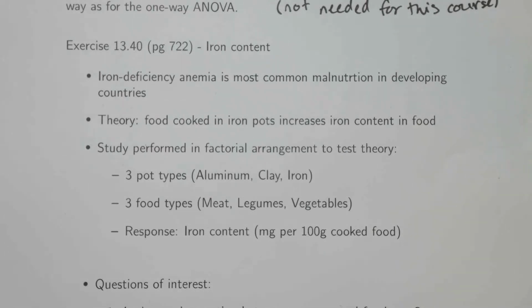And from a public health perspective, the idea was what is a good way that we could try to increase the iron intake of people in developing countries, with the thought that a good chunk of the proportion of the population don't necessarily have a lot of money to go out and buy supplements and such like that. So one theory was that the food that is cooked in iron pots increases the iron content in the food. And the investigators wanted to go out and test that theory.